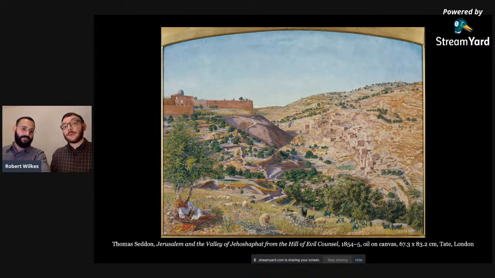They also traveled abroad, and several of them traveled to the Middle East. And this is a really nice landscape by Thomas Seddon.